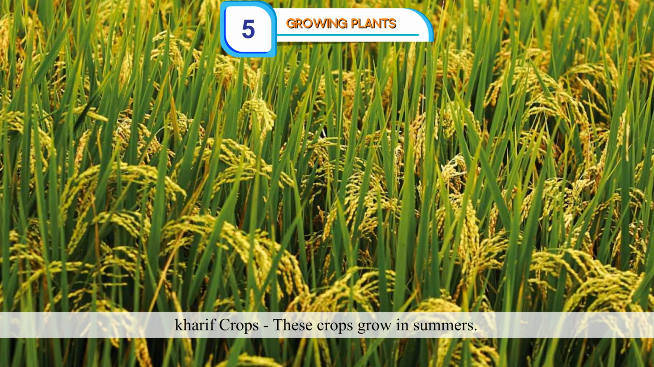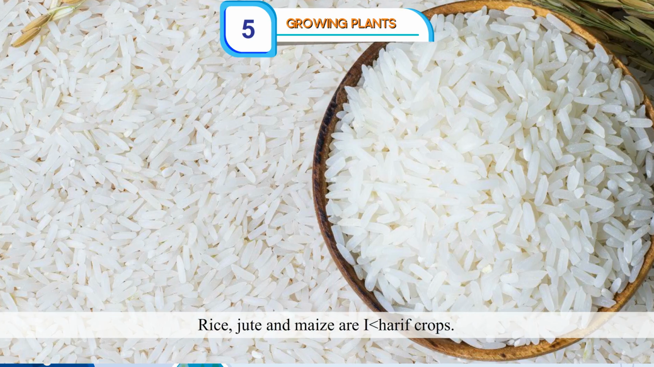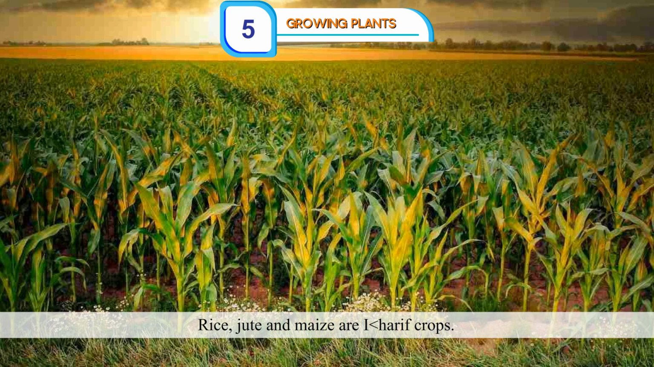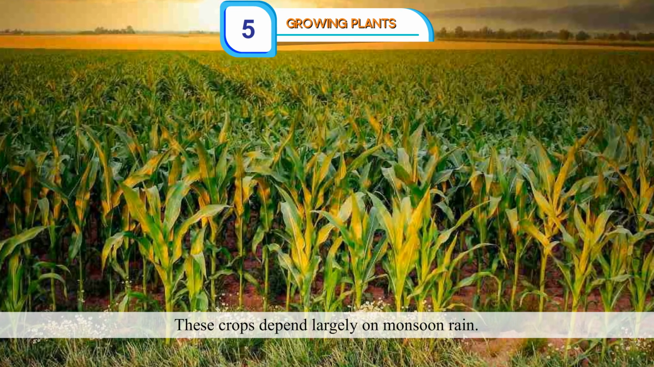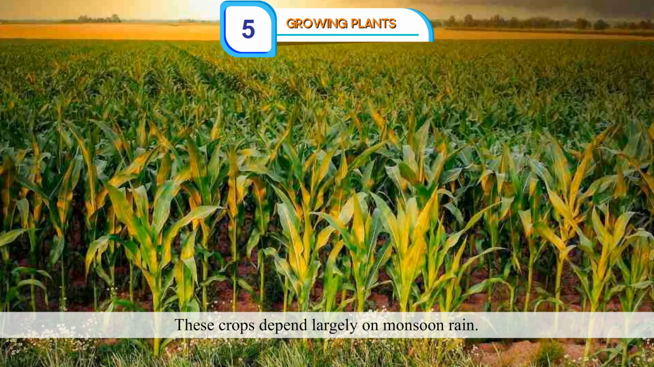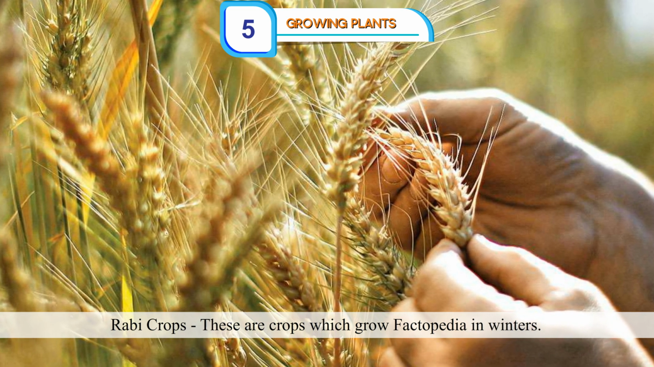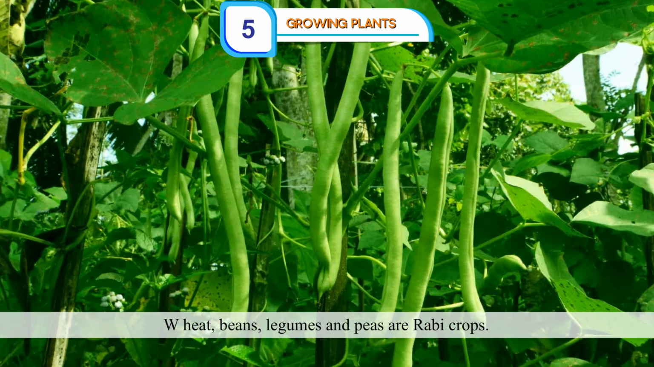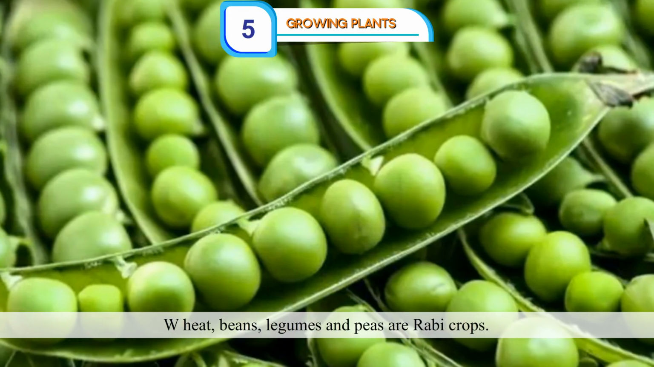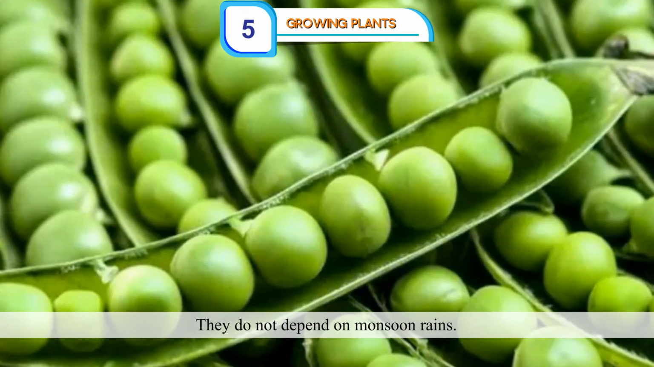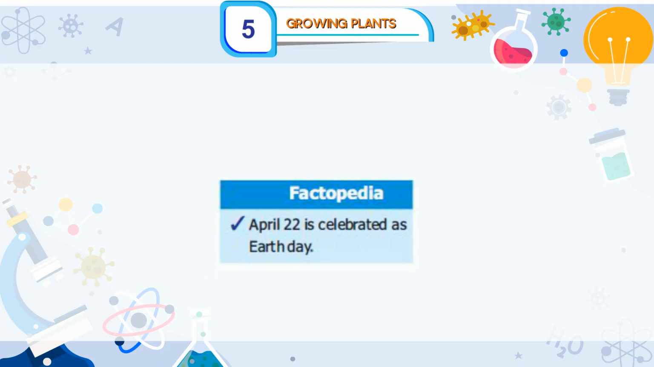Kharif crops. These crops grow in summers. Rice, jute, and maize are Kharif crops. These crops depend largely on monsoon rain. Rabi crops. These are crops which grow in winters. Wheat, beans, legumes, and peas are Rabi crops. They do not depend on monsoon rains.